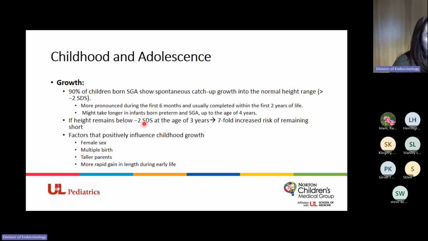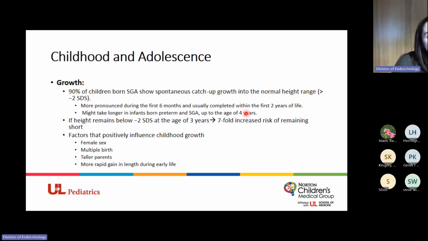So again, typically this is more pronounced during the first 6 months of life, and usually by 2 years of life, babies that are going to catch up will catch up, which is the reason why often we'll start growth hormone treatment as early as 2 years of life.